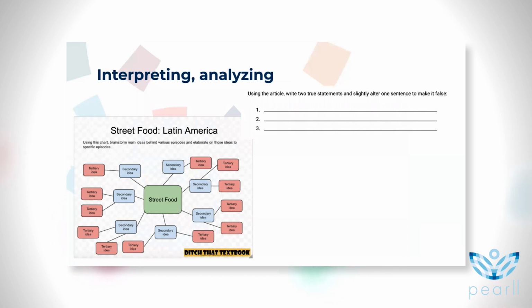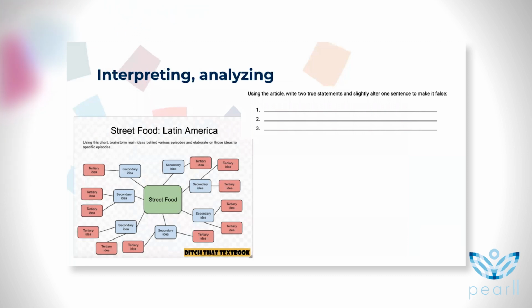Some other things that I do to have students interpret and analyze is I love these word maps that people will do, and that allows students to connect different themes that they're learning. And so this is one that I did after students watched a couple of episodes of Street Food, and they put together this word map and word web to map out all the different themes that they were learning and connecting them as well as elaborating.